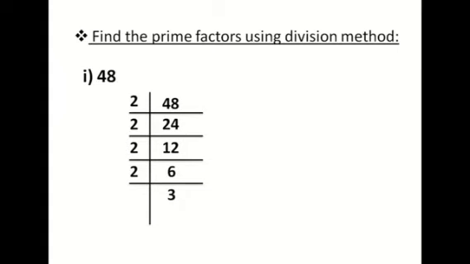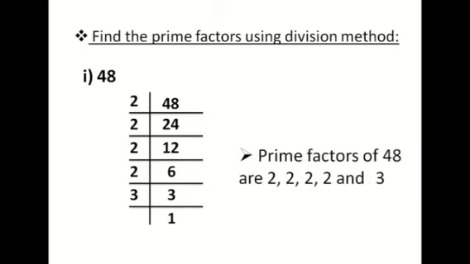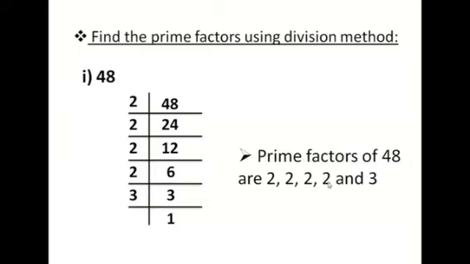For 3 we have to try with the least prime number, but it is not divisible by 2. So we have to try with 3. 3 1s are 3. So we have to continue the process till we get the quotient as 1. Okay. So the prime factors are what here? 2, 2, 2, 2 and 3. If you multiply these prime factors, you should get back the number 48. Okay. So please write down, the prime factors of 48 are 2, 2, 2, 2 and 3.